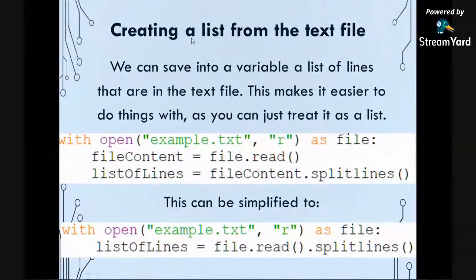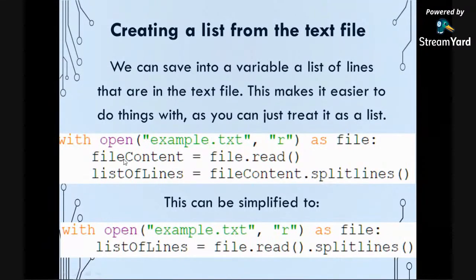Other things we can do, we can create a list from our text files. So we can save into a variable a list of lines that are in the text file. This makes it easier to do things with, as you can just treat it the same way as we've been treating the lists in the last few lessons. So with open example.txt as file, the file content is equal to file.read and list of lines. Again, these could be called whatever you want, just as long as you've referred to them the right way. You could just say content and lines instead of file content and list of lines to save the amount of typing that you've got to do.